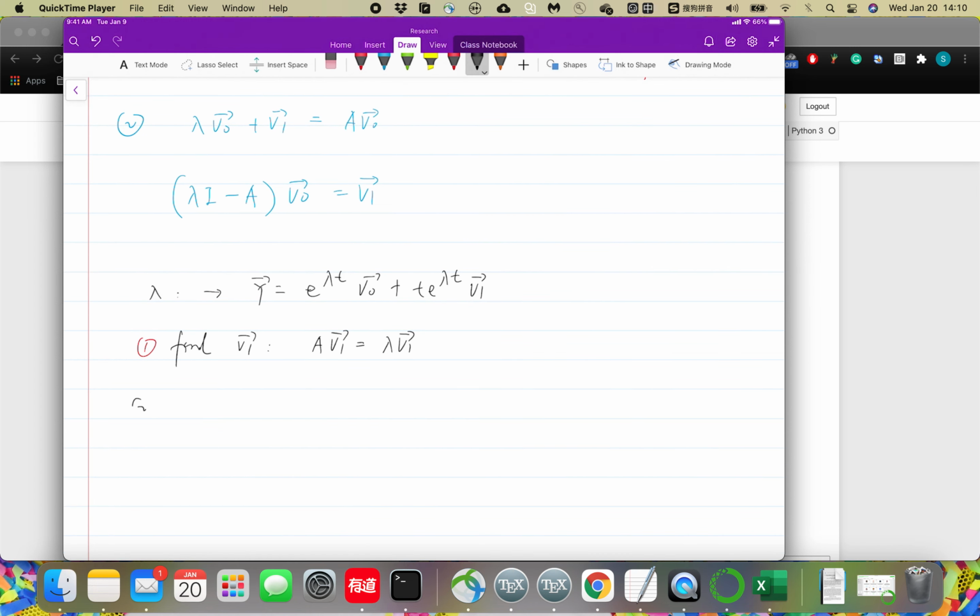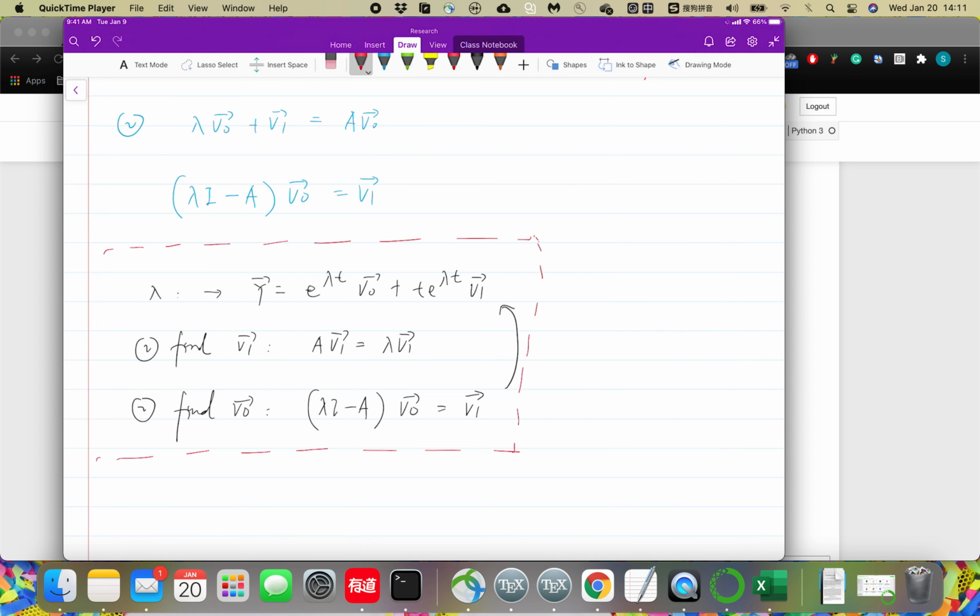Where are you going to find the second one? Now, we find the second one by solving this. You know lambda, you do know A, and you do know v1 by solving the eigenvector. Therefore, you can find v0 by yourself. And once you finish, just plug both back into this. You have the solution. That will be the fundamental fact we need in order to solve systems with repeated eigenvalue.